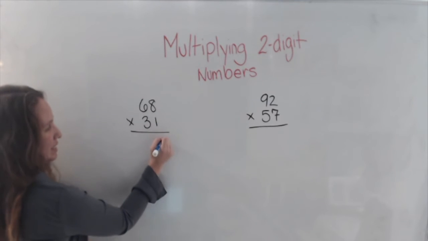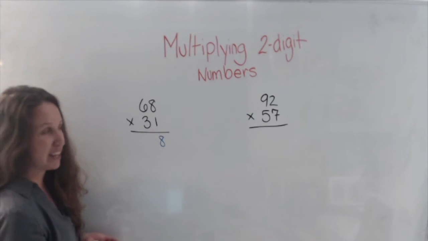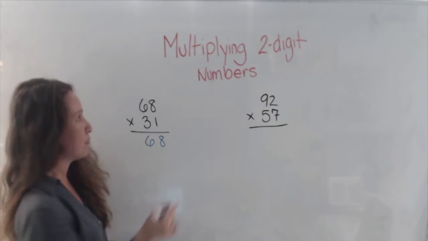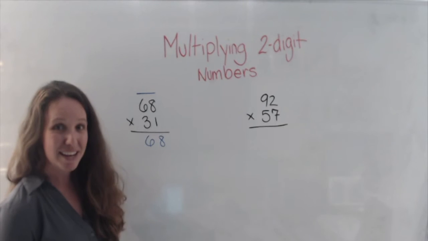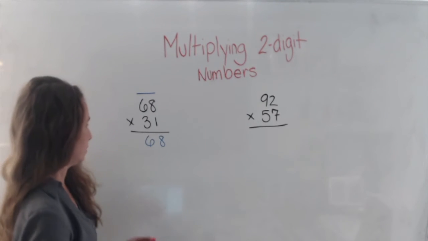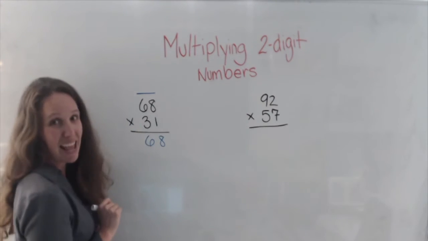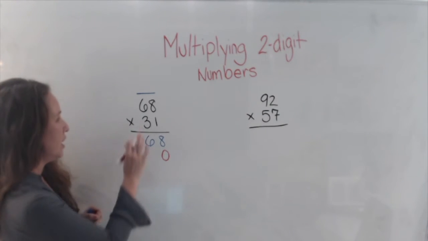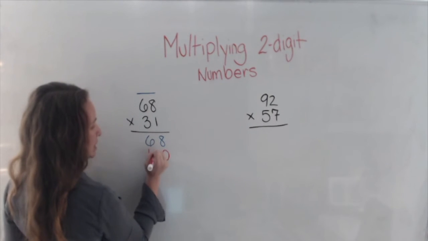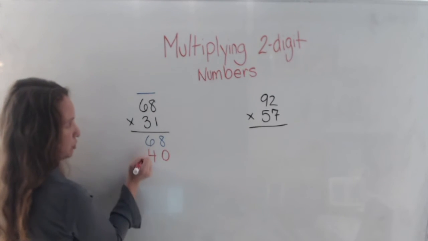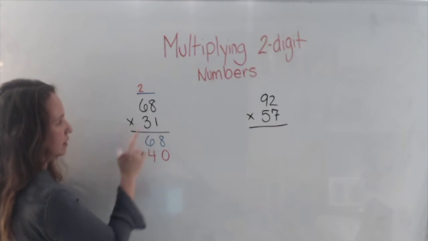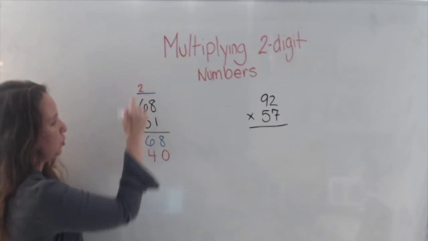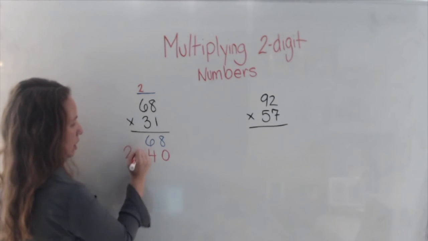1 times 8 is 8. I don't need to carry anything. 1 times 6 is 6. I'm done with my ones. Now let's work with our tens. I need to say I'm working with my tens, so I need my placeholder 0. 3 times 8 is 24. And instead of putting my 2 there, I'm going to bring it up here. 3 times 6 is 18, and 2 more makes 20.